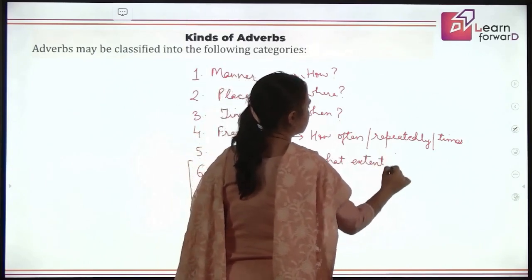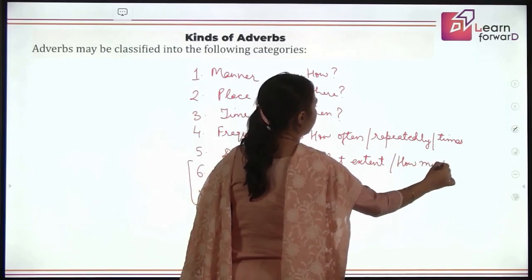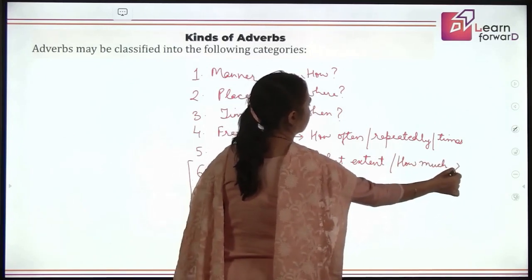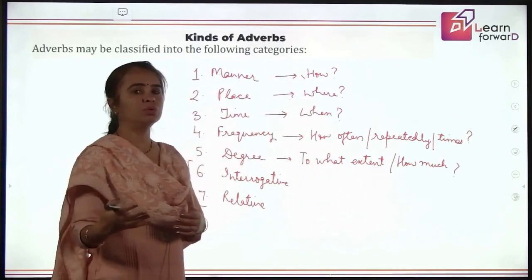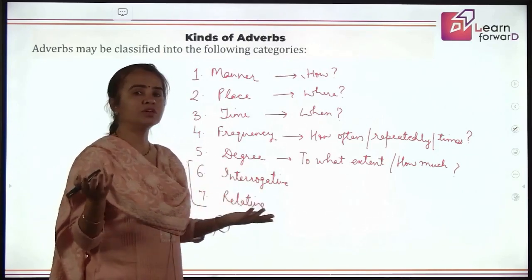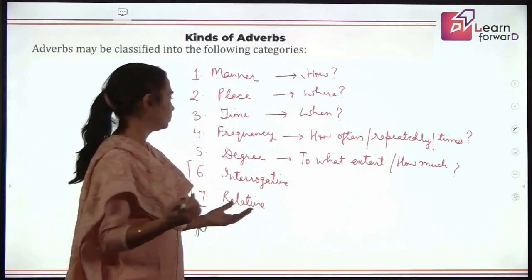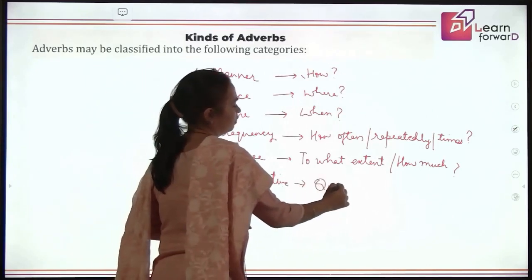You can also say how much an action is done. Like you say, ma'am, my work is almost done. Almost means it is not complete, but it is about to get over. So that shows how much is your work done? How much is it finished? Almost finished. Now, interrogative adverbs are again the question words.